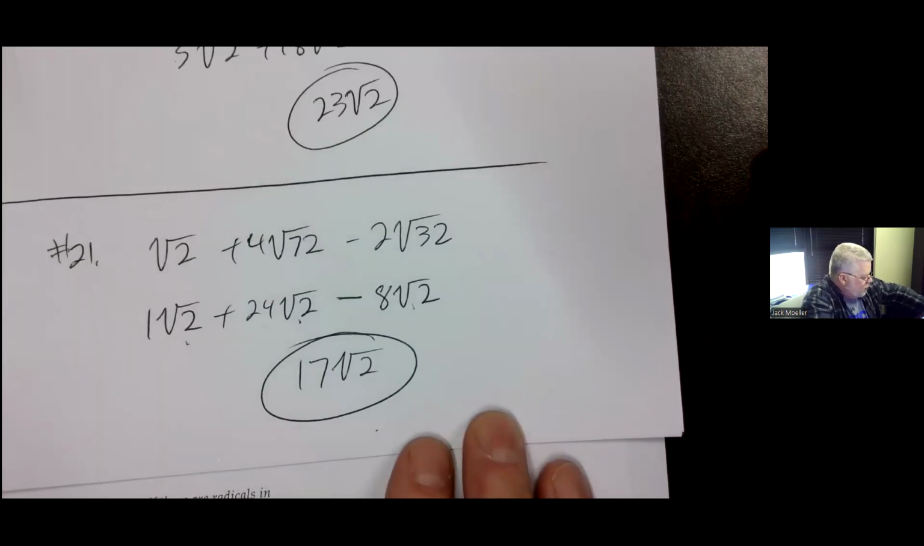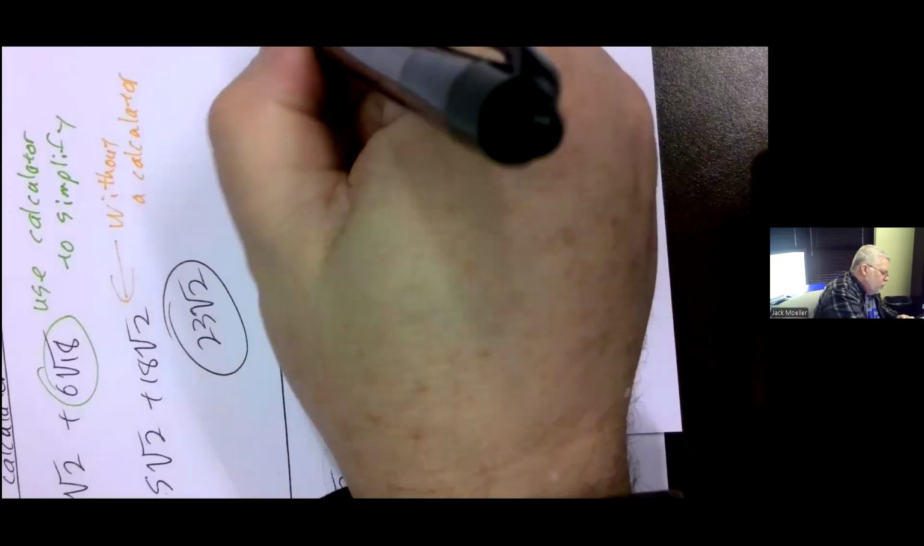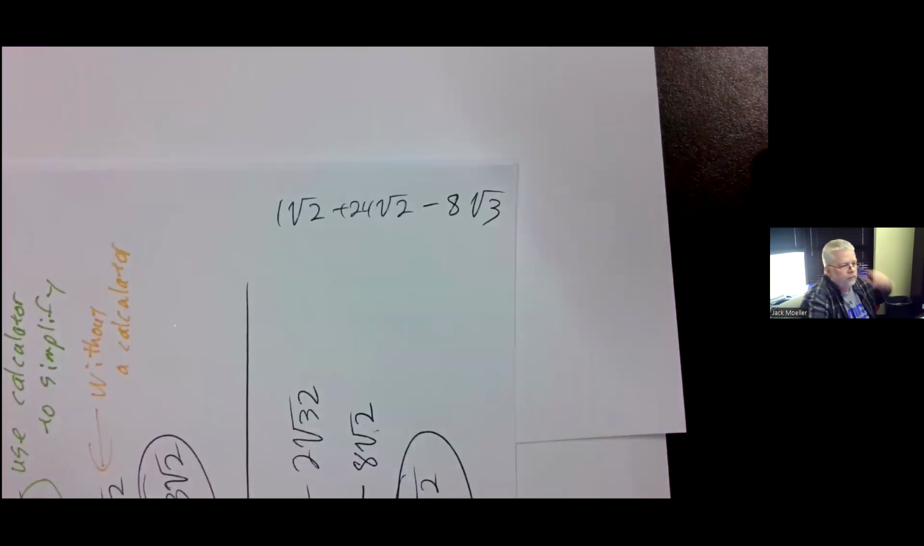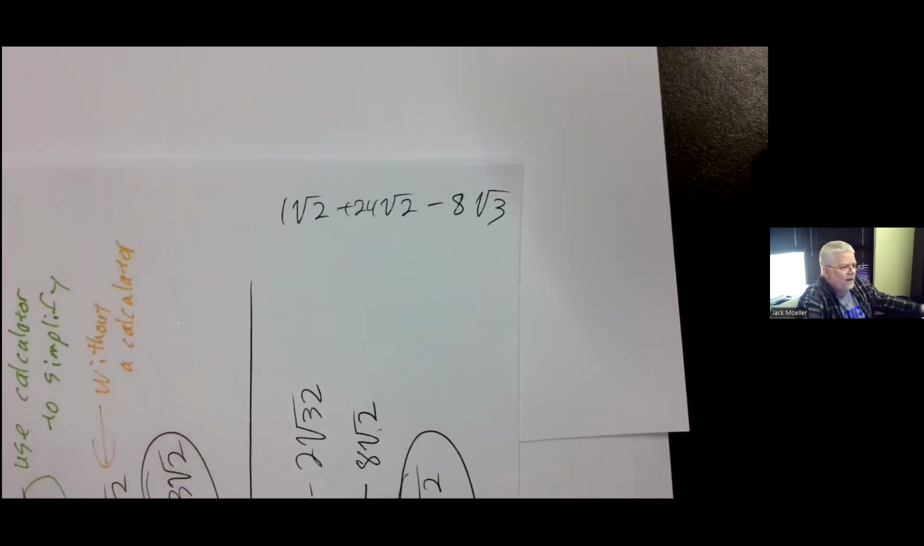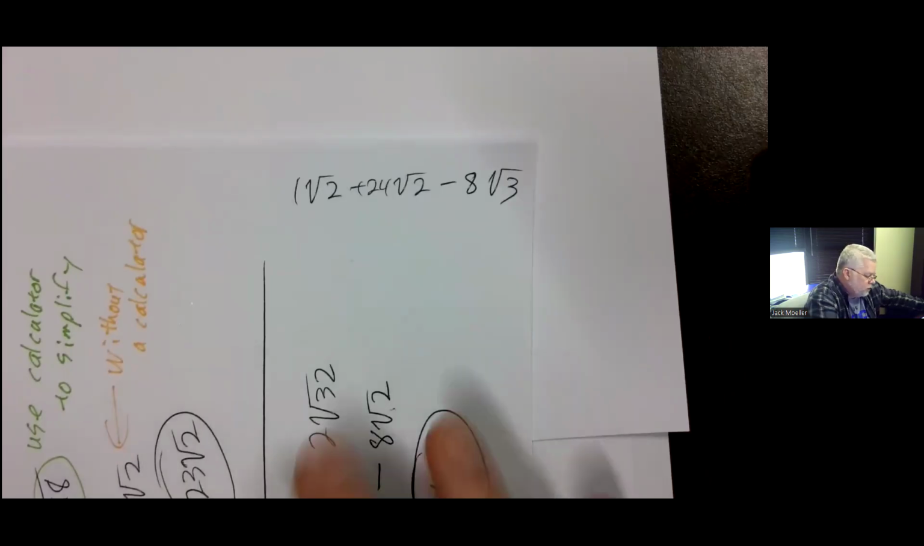Quick question. What if, when we simplified it, we got down to 1 square root of 2 plus 24 square root of 2 minus 8 square root of 3? What if that's what happened when we simplified it? What would we do then? And this is why I still want that critical thinking. That's why I don't want you to start at the beginning, because the calculator can give you an answer to this and you could not know why.